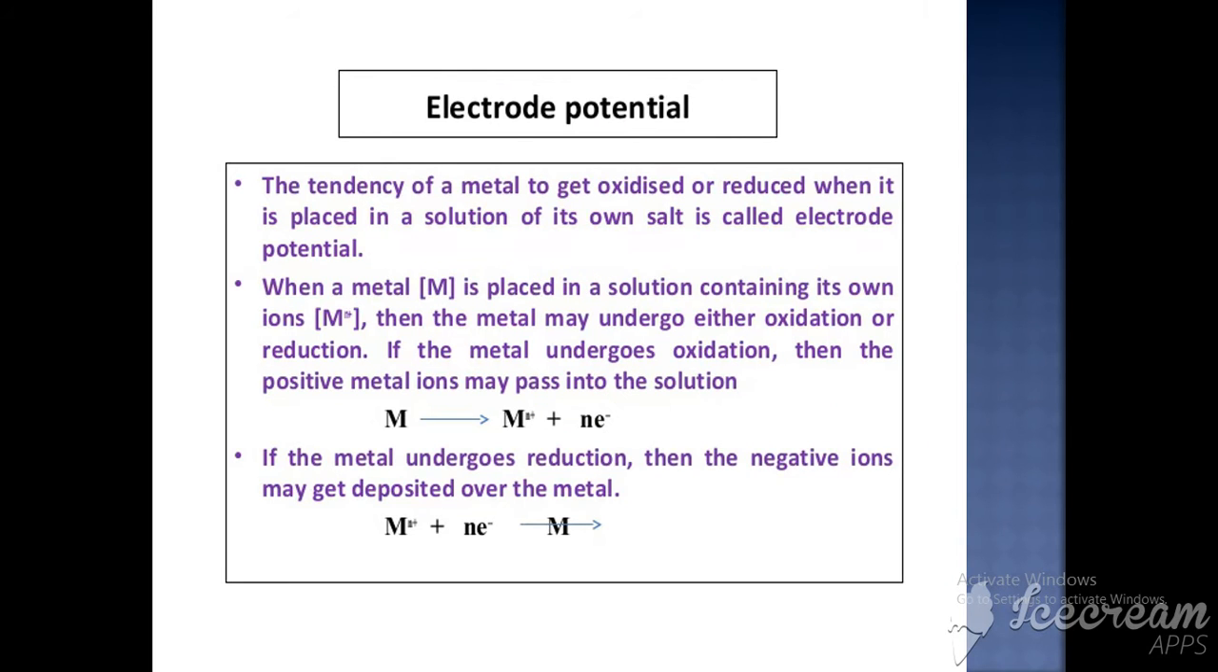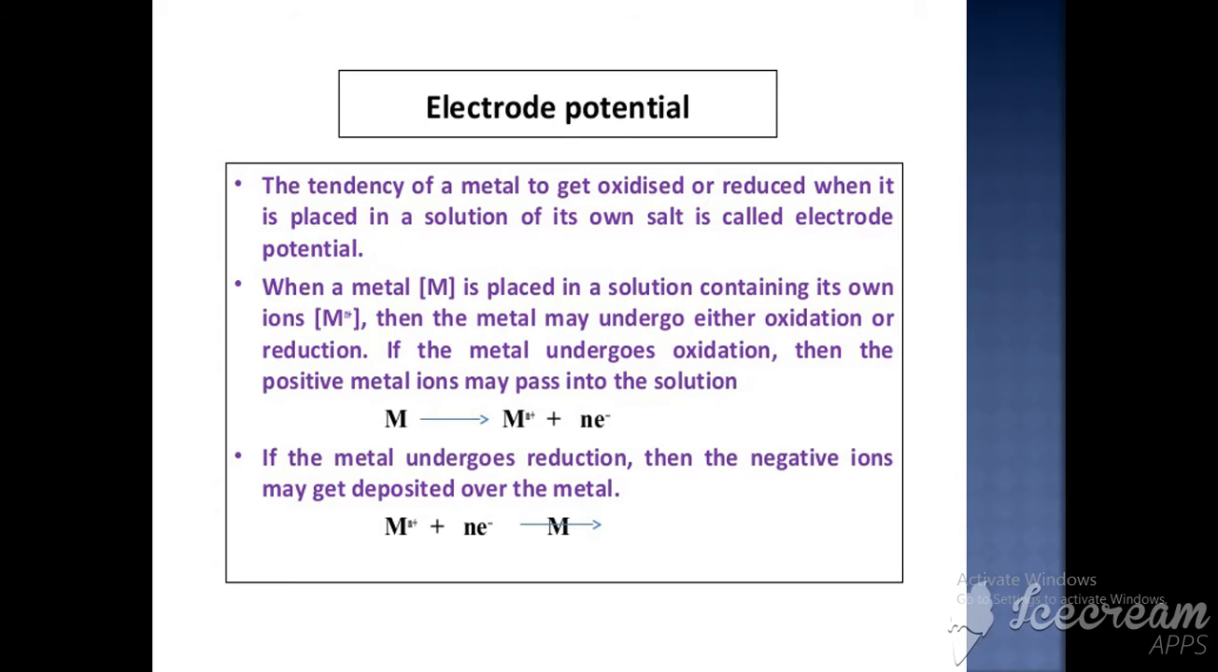Let's go with the definition. The tendency of a metal to get oxidized or reduced when it is placed in a solution of its own salt is called electrode potential. For example, let us take a zinc rod dipped in a zinc sulfate solution.